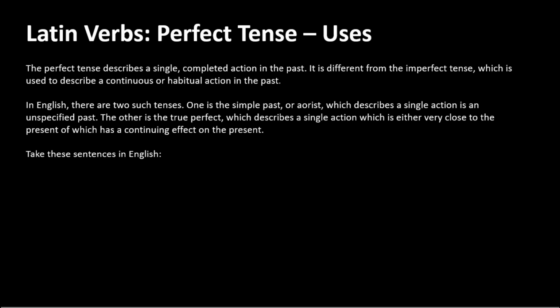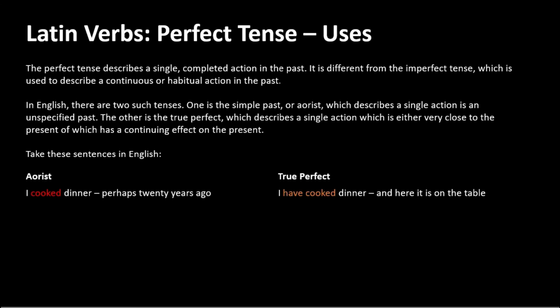To see what I'm talking about, take these sentences in English. In the aorist column, we have I cooked dinner. When you say I cooked dinner, you are referring to a single past event, but it is a past event at an unspecified time in the past. I might have cooked dinner yesterday, I might have cooked dinner last week, I might have cooked it 20 years ago. There is nothing in that sentence in itself to suggest exactly when I cooked dinner.